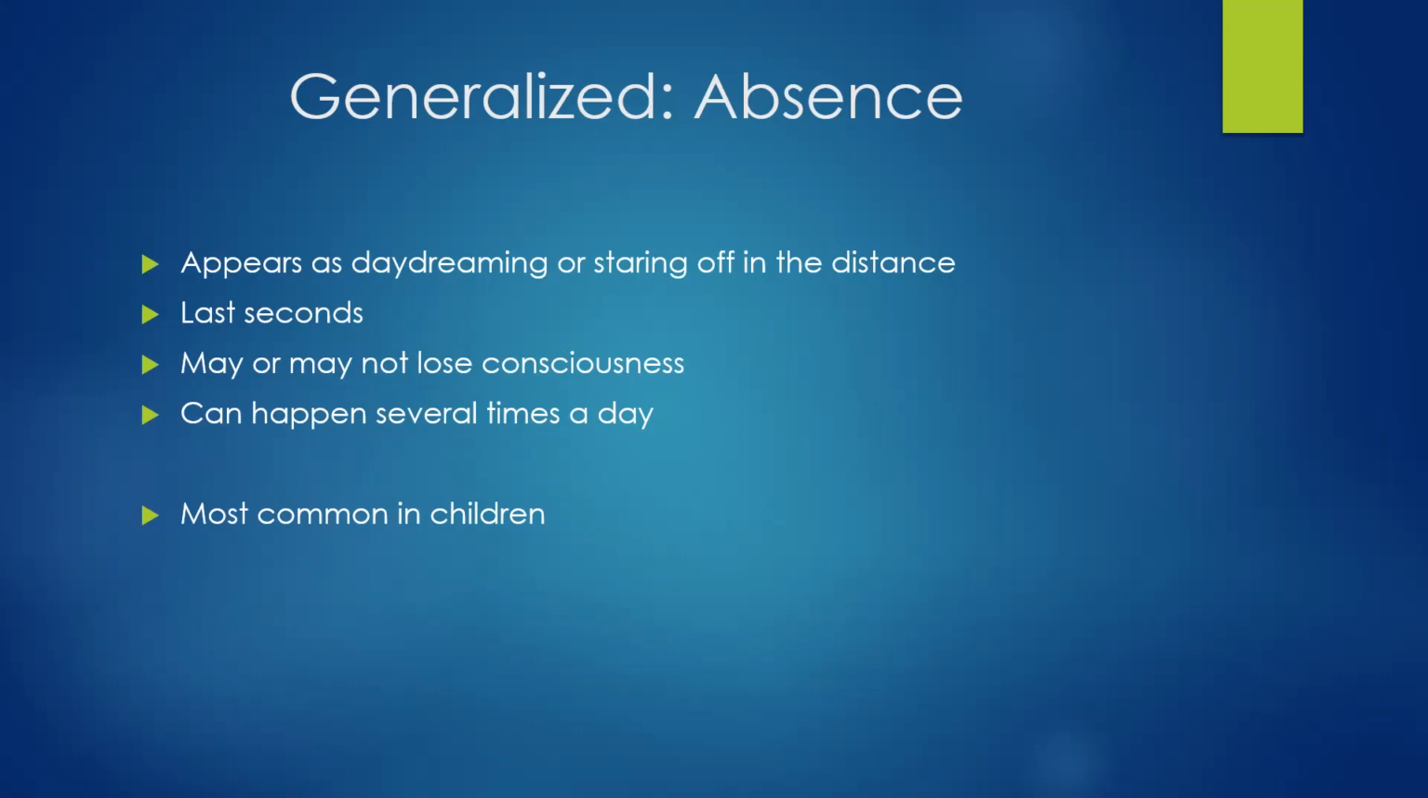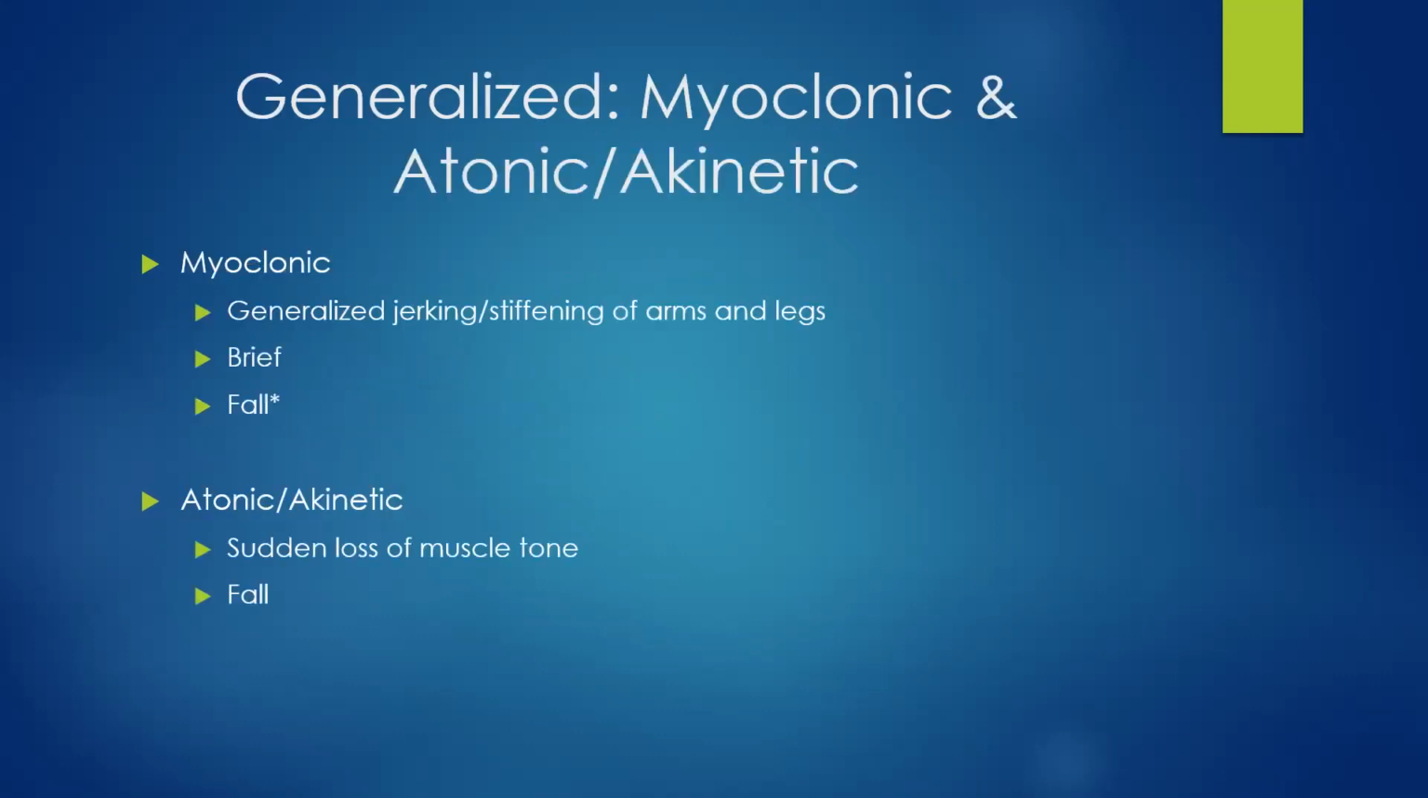And unfortunately, this can happen several times a day. These daydreaming spells, if you will, usually do happen multiple times a day. And again, like I said earlier, most common in children. We have the myoclonic and atonic or akinetic. So myoclonic, remember our tonic-clonic, is generalized jerking and stiffening of the arms and legs. It's very brief, okay? So it's very like jerking, stiff, done.